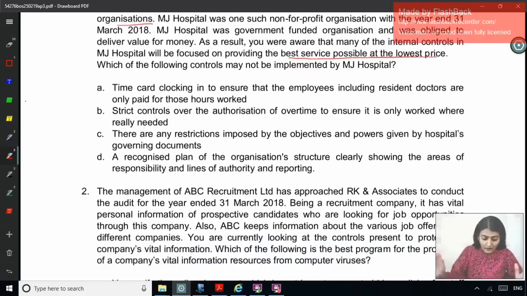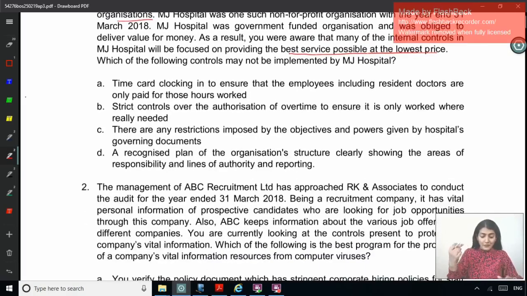Time card clocking in to ensure that the employees, including the resident doctors, are only paid for those hours worked. So there should be a time card clocking system for that. Strict controls over the authorization of overtime to ensure that it is only worked where really needed. So wherever required, it should be done. Any restrictions imposed by the objectives and powers given by the hospital's governing documents, say the trust deed of MJ Hospital. A recognized plan of the organization structure clearly showing the areas of responsibility and the line of authority and reporting.